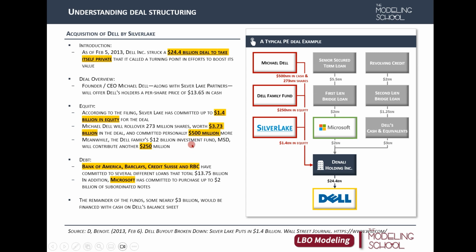So investment banks, ordinary banks, they committed to several different loans worth a total of 13.75 billion, so a huge amount. Strategic investors like Microsoft also committed to purchase up to 2 billion of subordinated bonds. So they're not participating as equity, but rather as debt. And because the company also had some existing cash and equivalents, they also utilized $3 billion of cash and equivalents to source this deal.